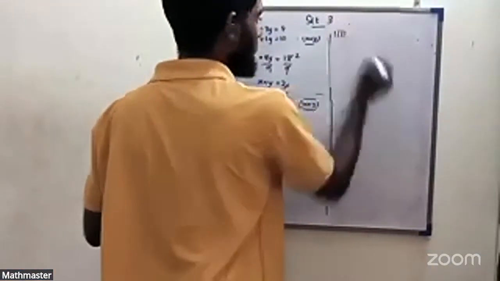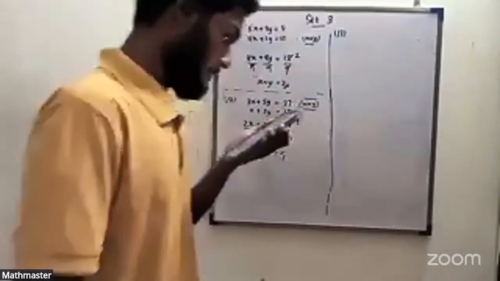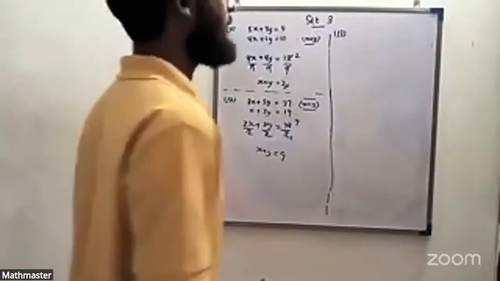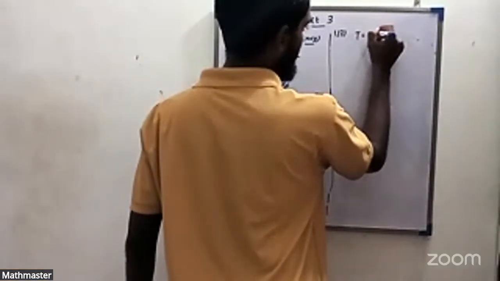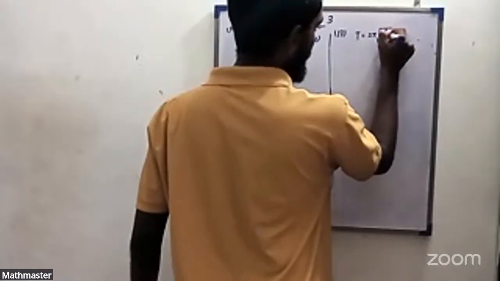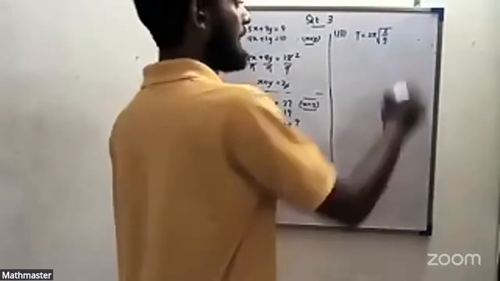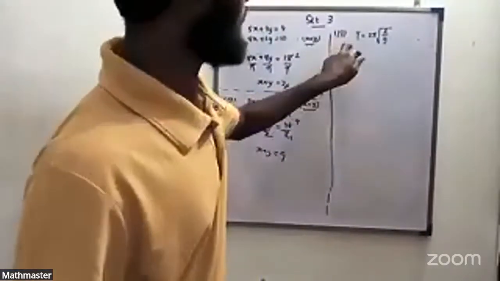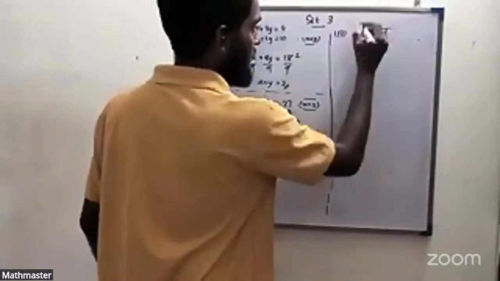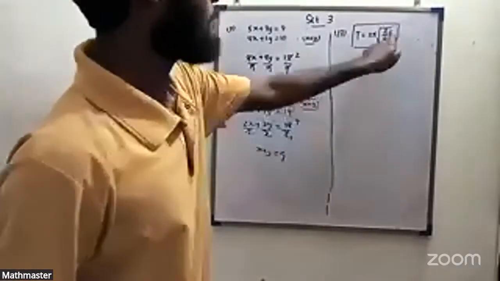Question number 13. What does it say? Make L the subject of the formula T equals 2 pi root L over G. This is an equation in our advanced level physics. So they ask you to make L the subject. The formula that they are given is T equals 2 pi root L over G, and they ask you to make L the subject.